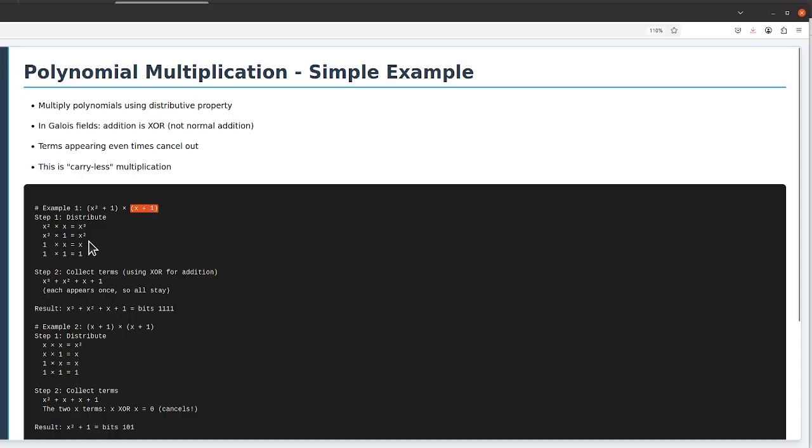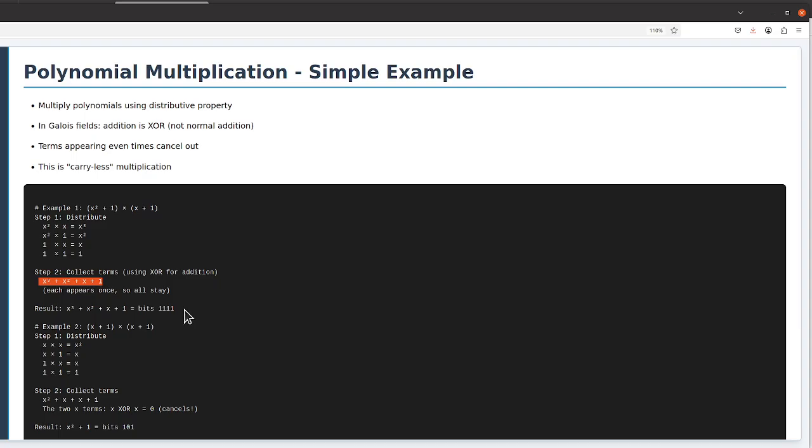In normal math, we'd use the distributive property. x squared times x equals x cubed. x squared times 1 equals x squared. 1 times x equals x. 1 times 1 equals 1. Adding them. x cubed plus x squared plus x plus 1. But in Galois field arithmetic, we do something different when we add the terms.